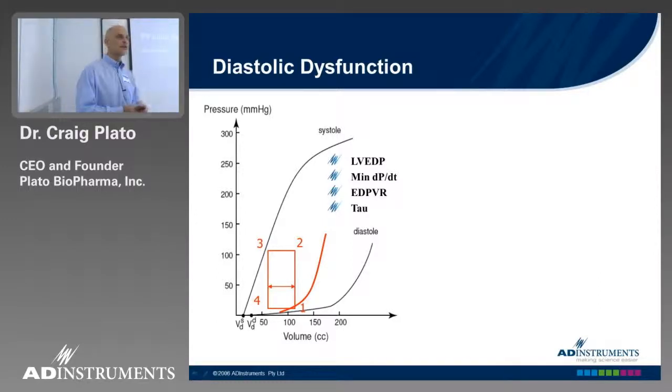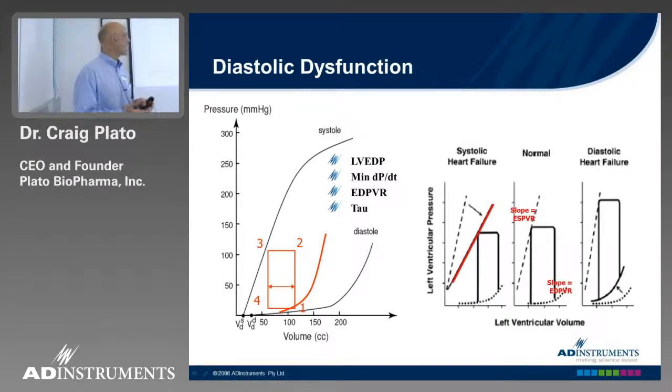PV loop applications. I think I've talked about this a lot already, but just to drive this home, we can look at diastolic dysfunction in any number of ways. And so certainly there are multiple indices here that we use in our drug discovery efforts to evaluate how a compound influences cardiac mechanics. Notably, the left ventricular end diastolic pressure. That's the pressure at end diastole.